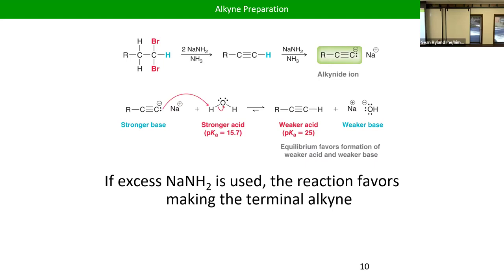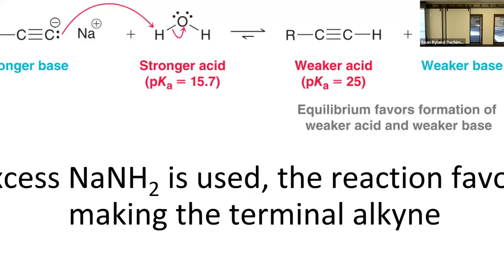And it does have to be a pretty strong base to do this, because if you look at these pKa values, hydroxide has a pKa of 15.7, and an alkynide ion has a pKa of about 25. It'll change a little bit depending on what your R group is, but it's going to be around 25. But that means that it favors the alkynide deprotonating water by a factor of about 10 to the 9. It'll favor deprotonating the water to put the proton back on the alkynide, making it the alkyne.